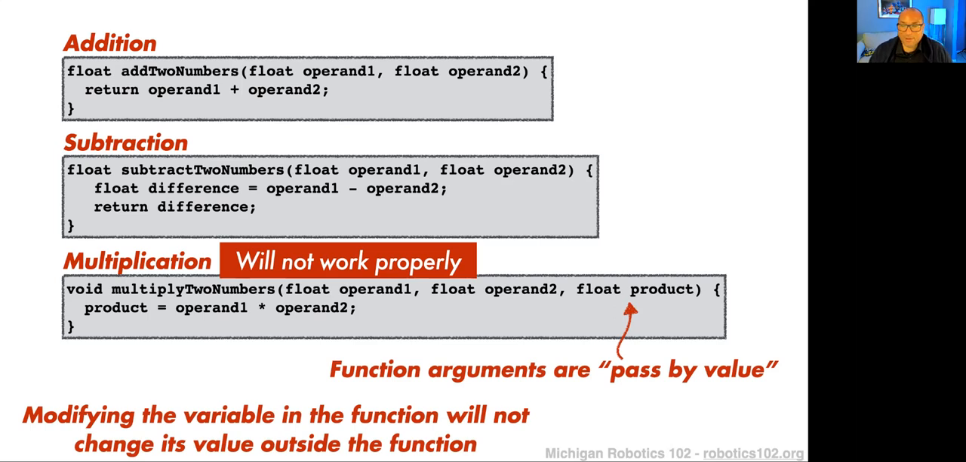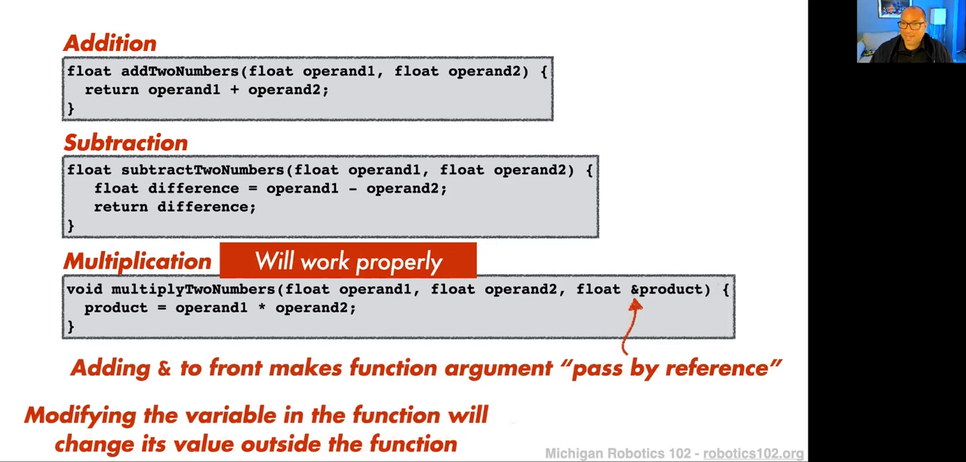And so we can't do this, or at least we can, but it won't behave the way we would like it to. But we can fix that with just one simple change: if we add an ampersand to the variable name when it's passed in, this will change it from being passed by value to passed by reference. And so now, once we pass this variable in by reference, any changes we make to this variable inside of the function will also have an effect on that variable in the calling function that we give as the input argument.